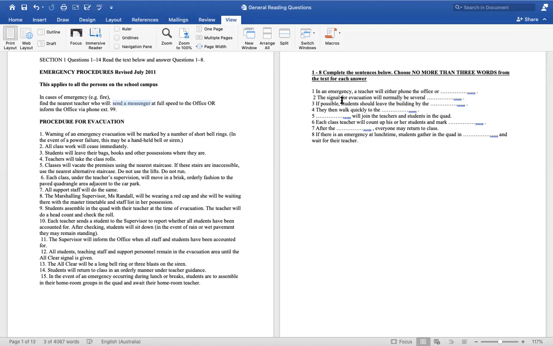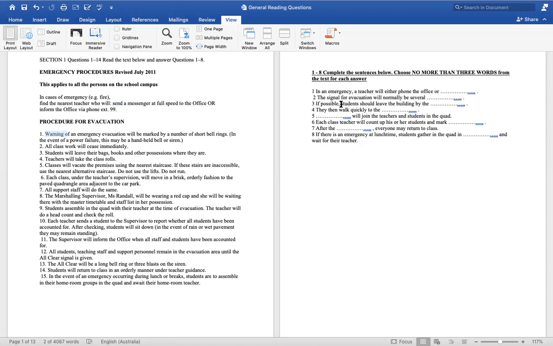The second one: the signal for evacuation will normally be several dash. So we'll scan for this information. Underline your keywords. Signal is your keyword, evacuation will be your keyword, several will be your keyword. The synonym of signal is warning. An emergency evacuation will be marked by. Several is number of. So the answer here is short bell rings. That's again 3 words.